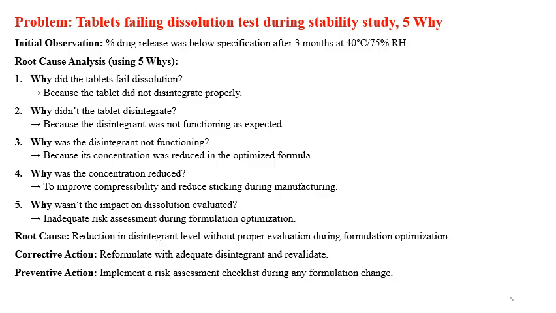You have an initial observation that percent drug release was below specification after 3 months at 40 degrees Celsius and 75% RH. Now this is the problem: tablet failed in dissolution test during stability study at 3-month condition at accelerated storage condition, 40 degrees Celsius and 75% RH. Now go for the root cause analysis using 5 whys.